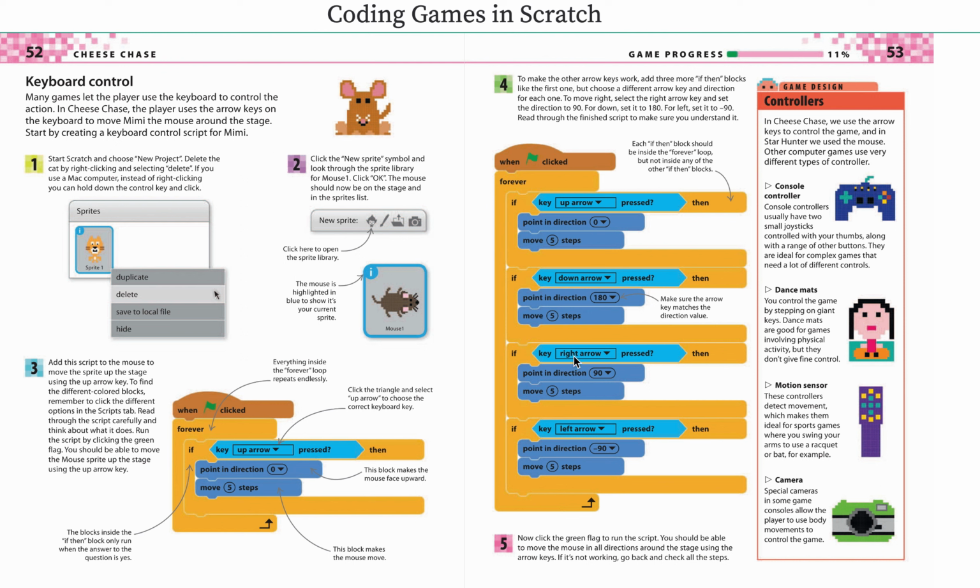The only difference between these four is which direction you're pointing to. You point to direction 0 when it's up, 180 degrees when it's down, 90 degrees when it's the right arrow, and minus 90 when it is the left arrow. So this is your main controlling part of the program. You need this in a forever loop, and you need to write these four if statements. That will help your character, whichever sprite you choose, to move up, down, left, or right.